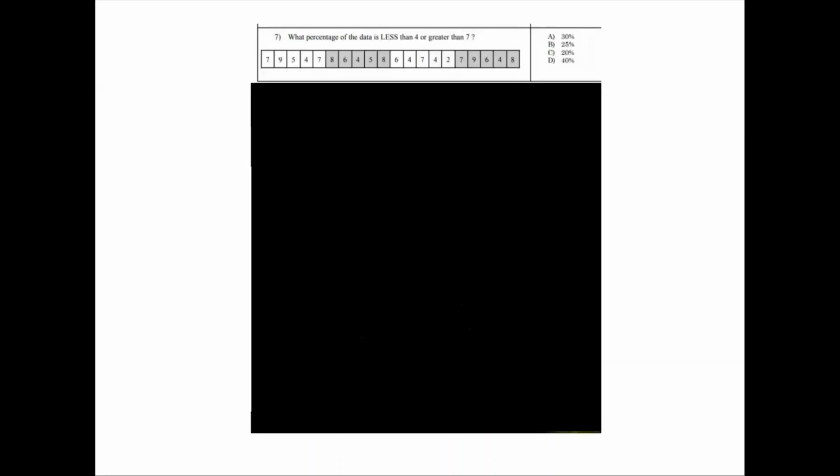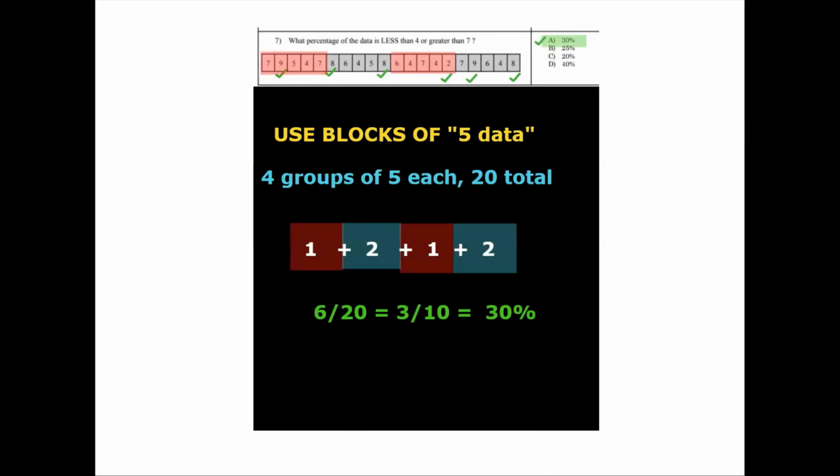Question 7, what percentage of the data is less than 4 or greater than 7? All right, so 2 conditions of tolerance here. And we have 20 data points, which are nicely shaded for us, like spreadsheet data. Notice that the first 5 columns are white, and the next block of 5 is gray, and so on, and they alternate. So using the blocks of 5 idea, going through them 5 at a time, you'll make very few errors. And there are 6 data points in the set that are less than 4 or greater than 7, which is 3 out of 10, or 30%.